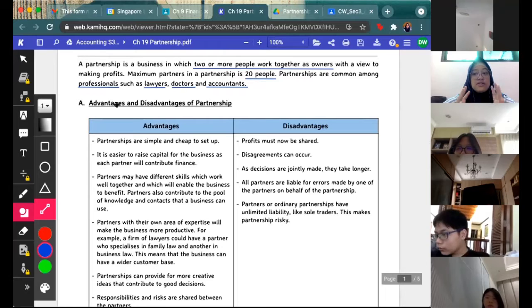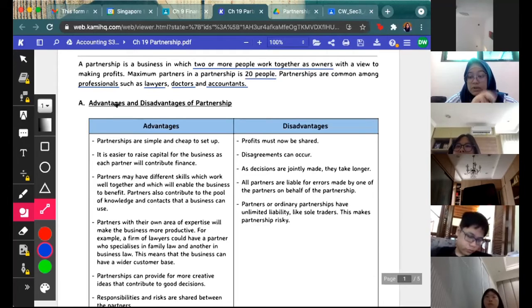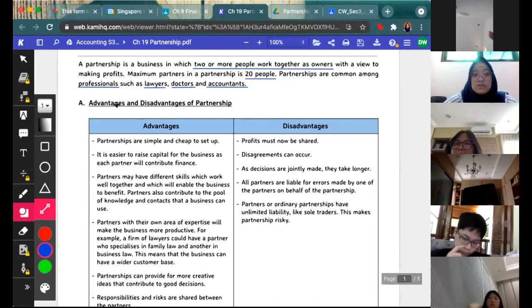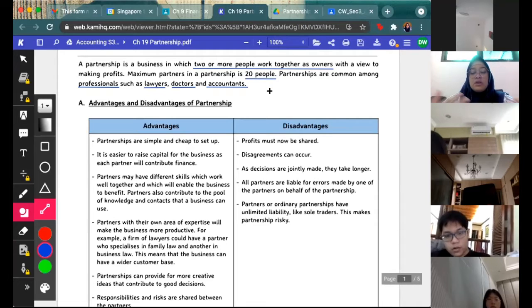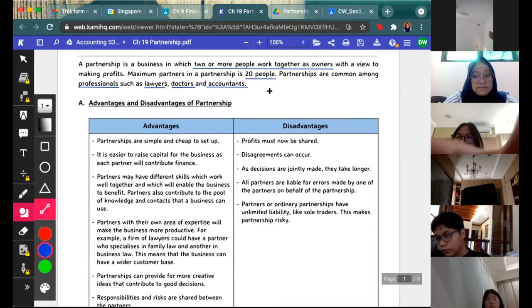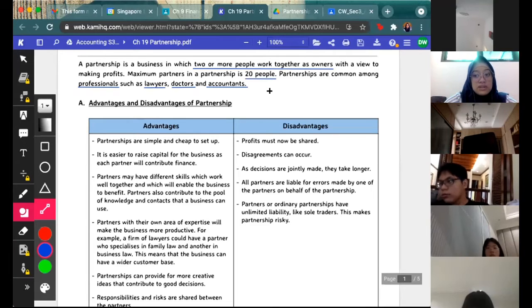No? So you should understand that we now move on to a business that is owned by 2 or more people. But we only focus on 2 or 3 people. In the regulation, the maximum number of partners in a partnership is 20 people. That's the standard rule internationally. But we are learning only 2 or 3 partners. We call them partners, not owners. If I say 2 partners, it means 2 owners. So you should be familiar with the terms that I use.